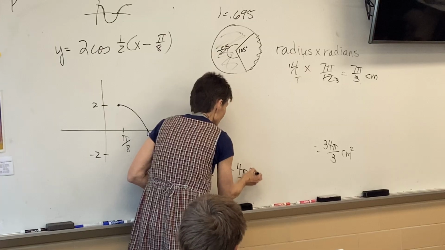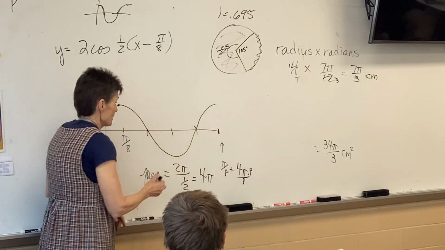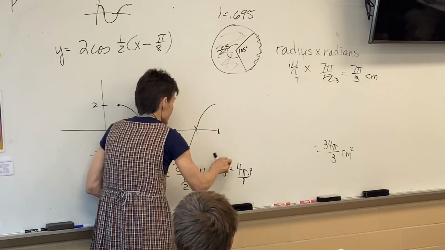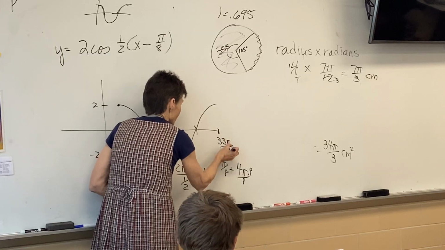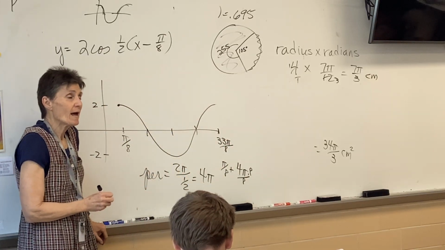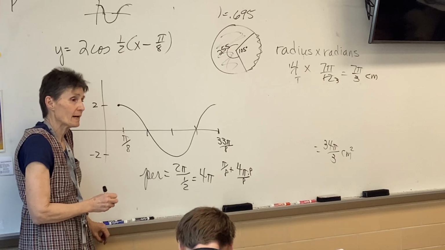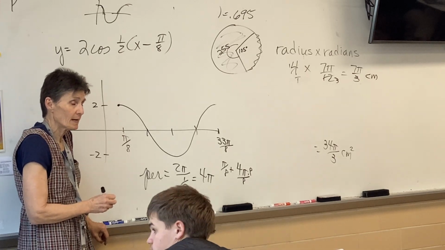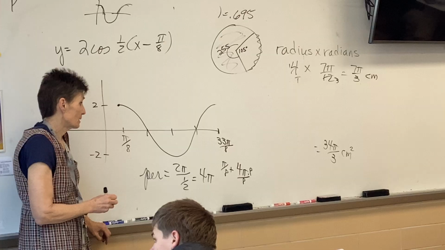So I'll get a common denominator. So 33 pi over 8. When you add fractions, boys and girls, you gotta have a common denominator. Get the common denominator.